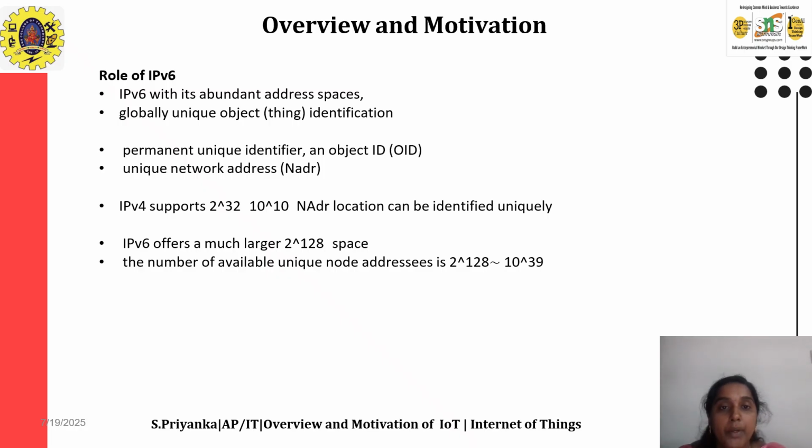Next comes IPv4, which mainly supports 2 to the power 32, about 10 to the power 10, unique network address locations, in which a node can be identified uniquely. Next comes IPv6. It offers a much larger space, that is 2 to the power 128. The number of available unique node addresses is 2 to the power 128, about 10 to the power 39.